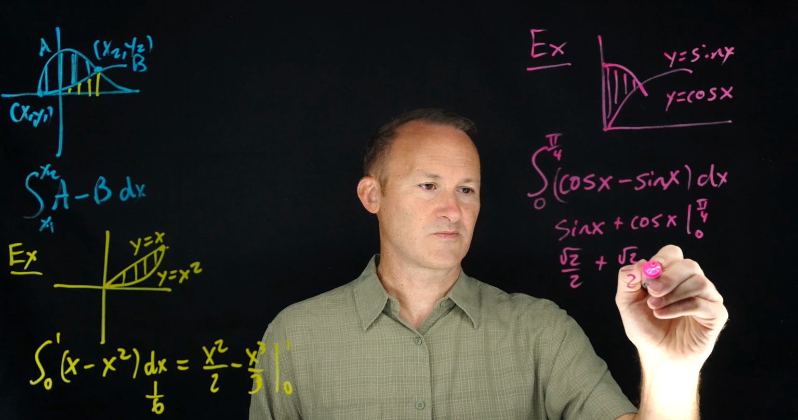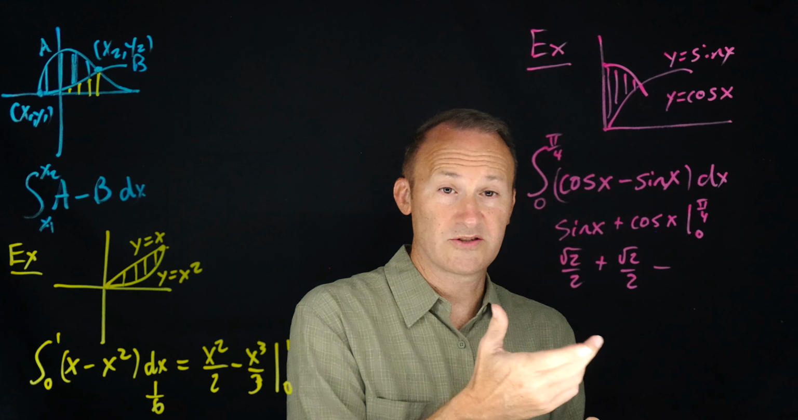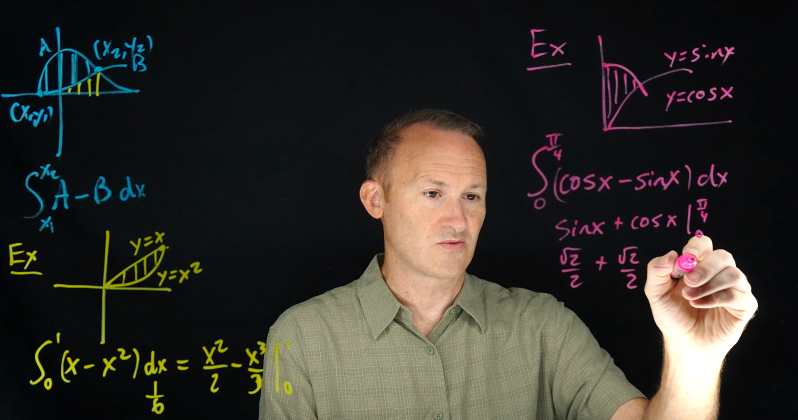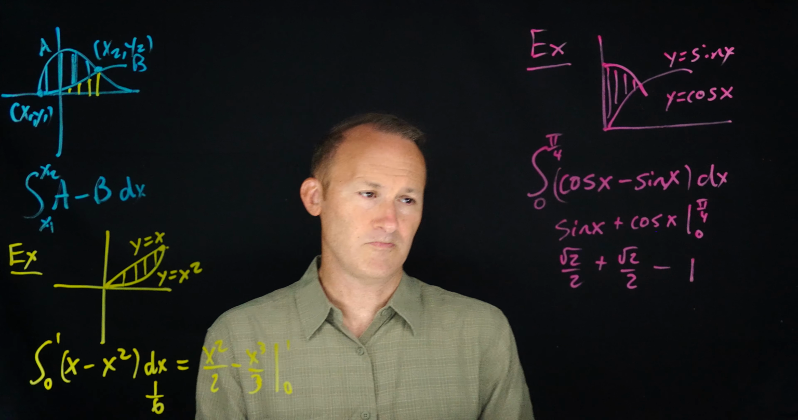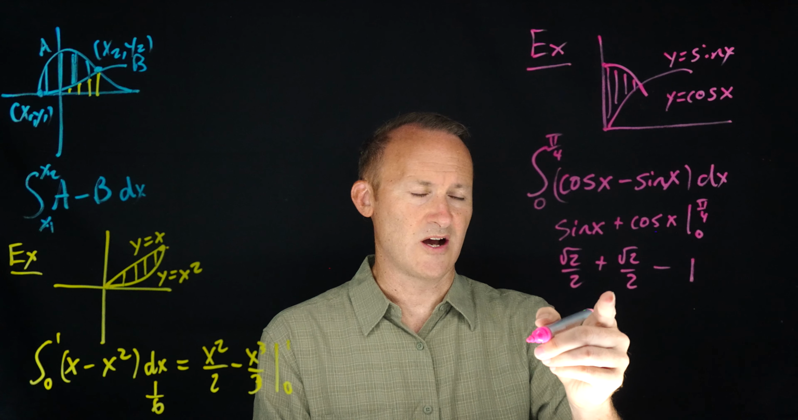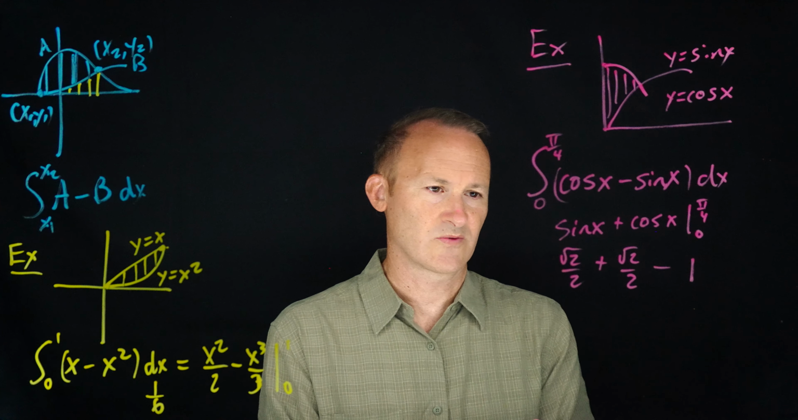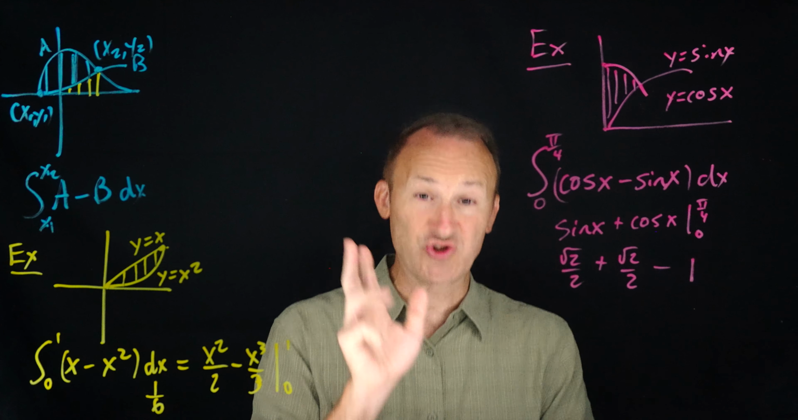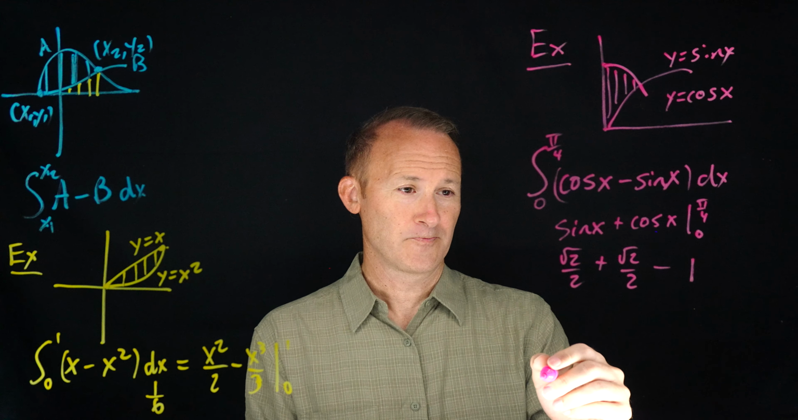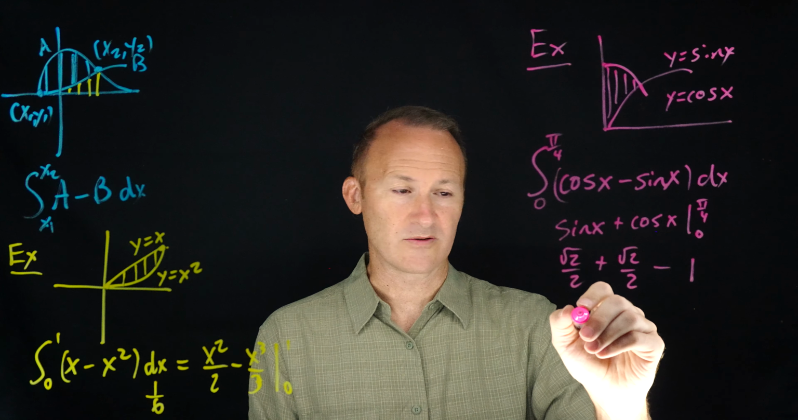And then we've got to subtract at 0. It's not just 0, right? Sine of x is 0, but cosine of 0 is 1. Now, let's simplify this a little bit. If you add these up, you've got 1 root 2 over 2 plus 1 root 2 over 2. That's 2 root 2 over 2, which is just root 2.